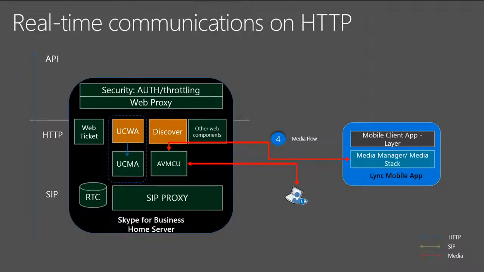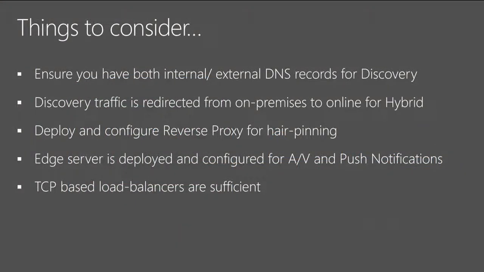And the media in this case flows directly over. So what are some things to consider when you are deploying mobility? Like I said, you need to publish both the internal and external DNS records for discovery so that the client can figure out whether it's internal or external, and there are some optimizations it can do based on that.